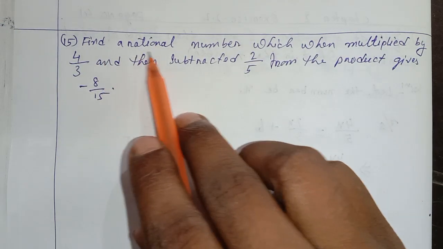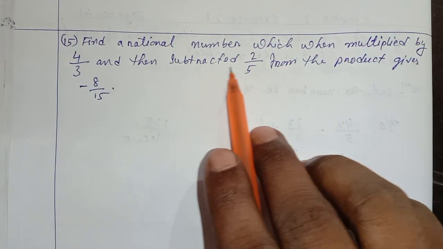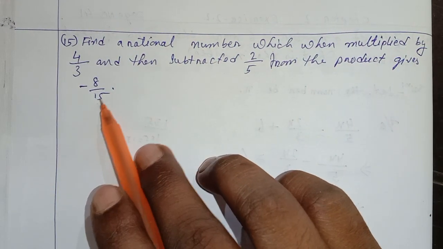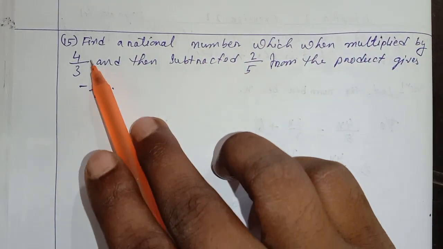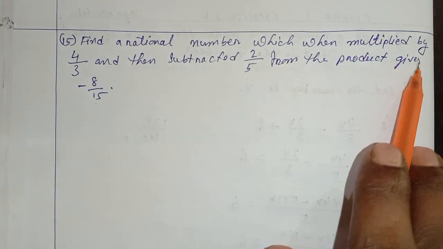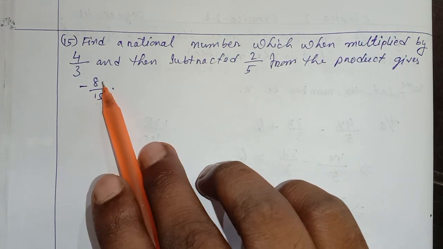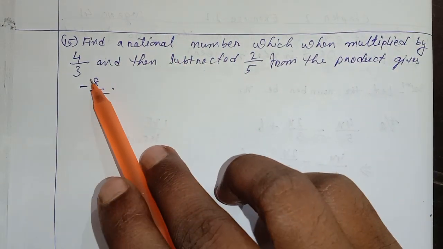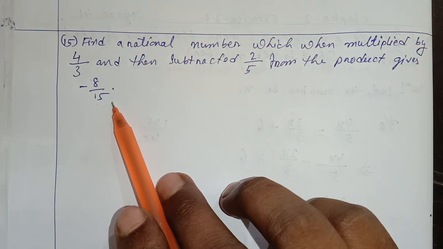Question 15. Find a rational number which when multiplied by 4 by 3 and then 2 by 5 is subtracted from the product gives minus 8 by 15. Here it is told that you have to take any rational number, multiply it by 4 by 3, and then subtract 2 by 5 from the product. Then the answer will be minus 8 by 15. Then what is the rational number we have to find?